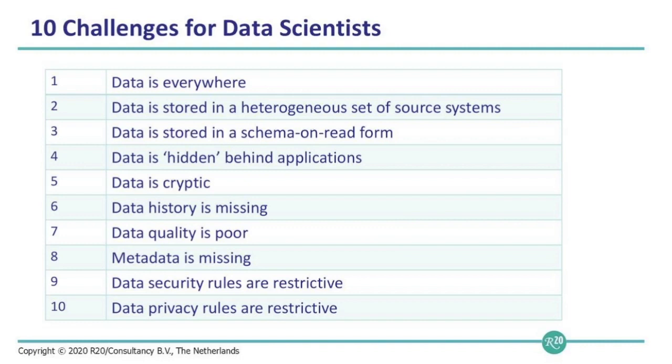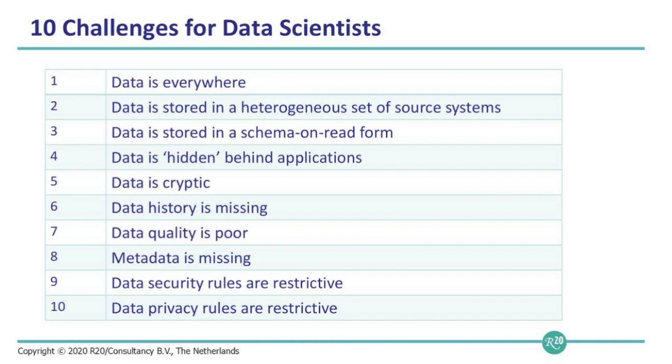Challenge five, right? And I think we're all familiar with this one. Data coming from source systems may be stored in a very cryptic way. Data extracted from these source systems can be so cryptic, which really complicates the work of the data scientists. Well, I don't think I have to explain this to you. I think we're all familiar with this.